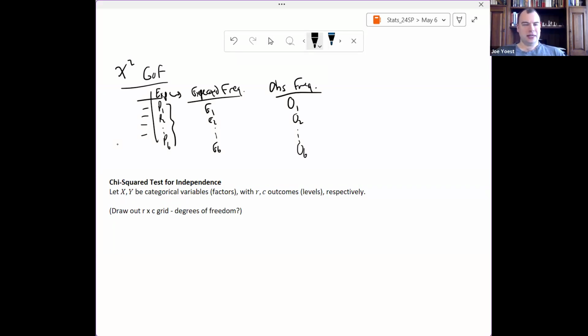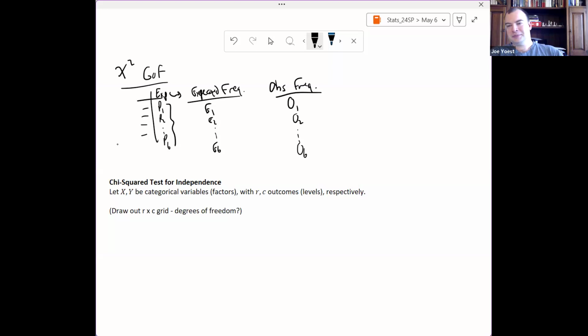And we said, kind of generally speaking, if the O's are close to the E's, roughly speaking, if those numbers are pretty close together, then it seems like our hypothesized distribution maybe is a reasonable model for this situation. If the O's tend to be pretty far away from the E's, then maybe our hypothesized model isn't such a great model, and maybe we'd want to go with something else.